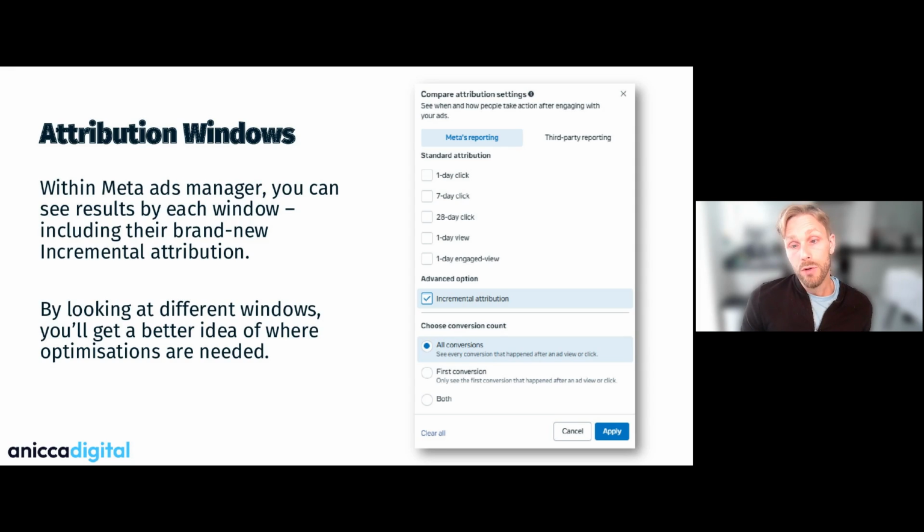There's also a new one now called incremental attribution, which Meta has come up with, a new window where they're saying these are the actions that were taken that wouldn't have taken place without your ads. Obviously, you always take it with a pinch of salt, but they're trying to give you an even more accurate idea of what sales or conversions have come through your ads that wouldn't have come through without the ads.